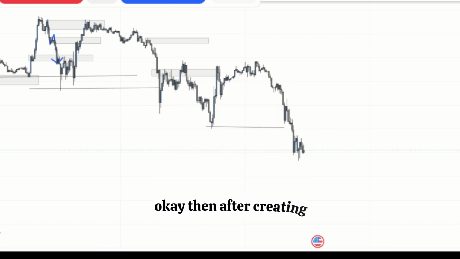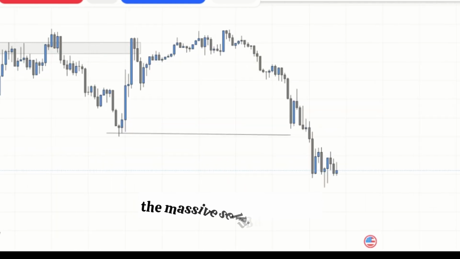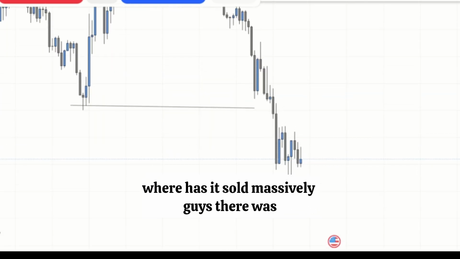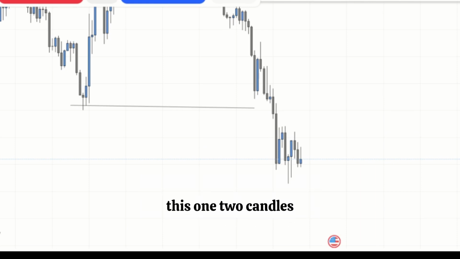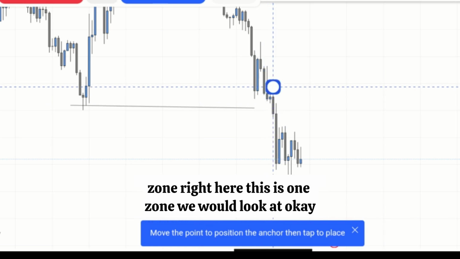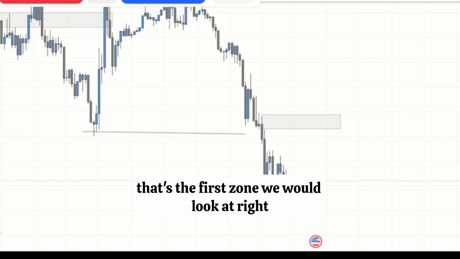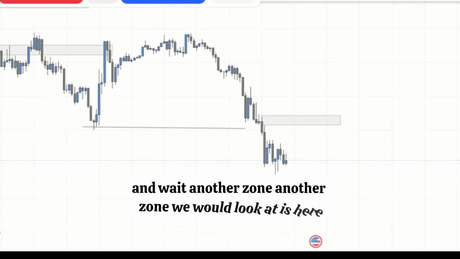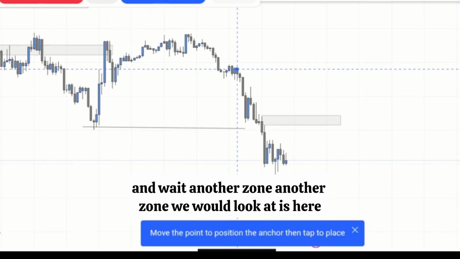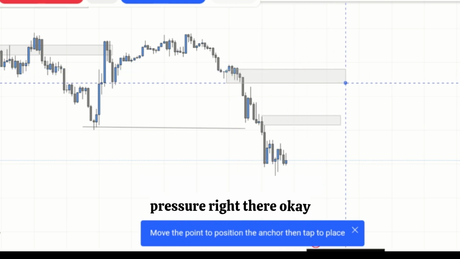Then after creating that break of market structure, we look for the massive selling pressure. Where has it sold massively, guys? There were these 1, 2 candles, but they were very big candles. That means we'd use this as a supply zone right here. That's the first zone we would look at. And another zone we would look at is here, because there was also selling pressure right there.